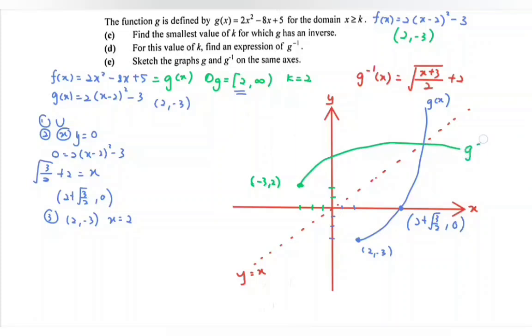If we flip, here we will have the situation something like this. Here we have the g inverse. So the point would be (0, 2 + √(3/2)), and that is the y-intercept. So that is the graph for g and also g inverse.